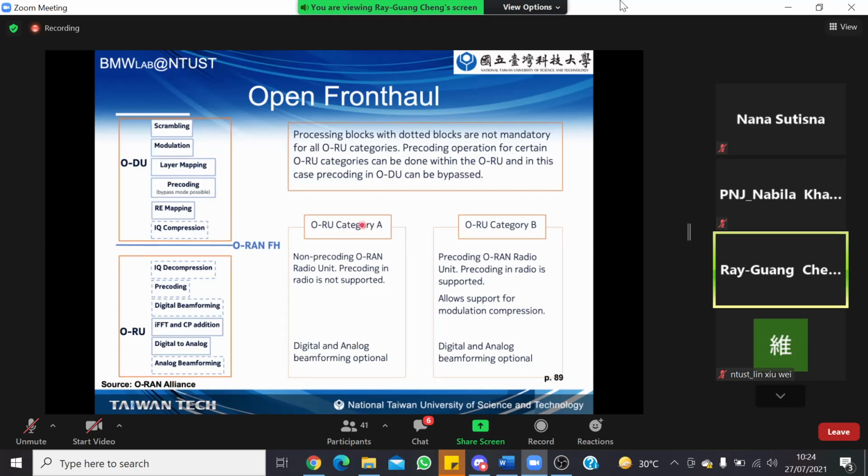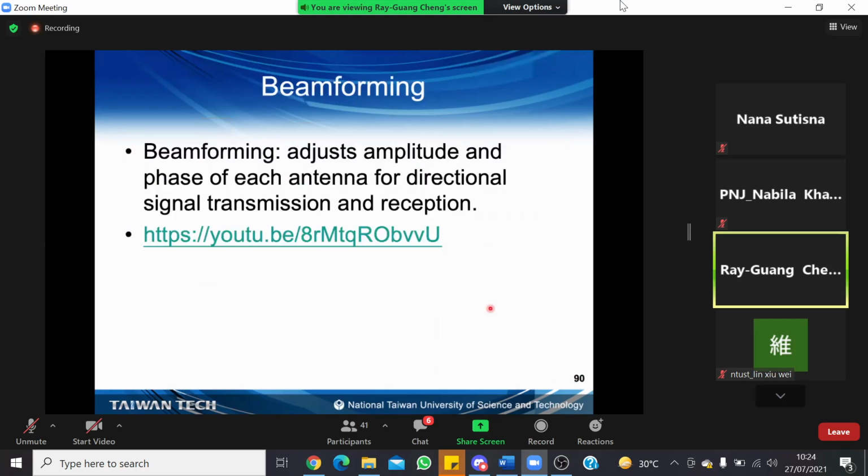So we just mentioned you can have category A and B. Category A does not support pre-coding. Category B can support pre-coding. The beamforming video we already saw. In beamforming, they try to adjust the amplitude and the phase of each antenna so that they can achieve directional signal transmission and reception.